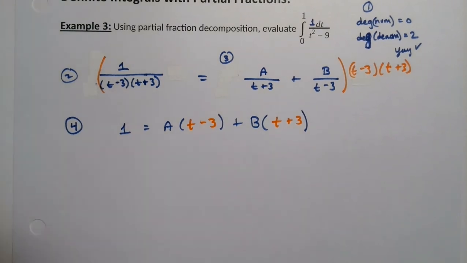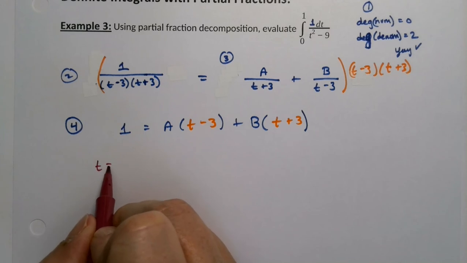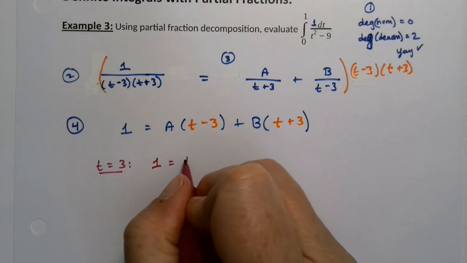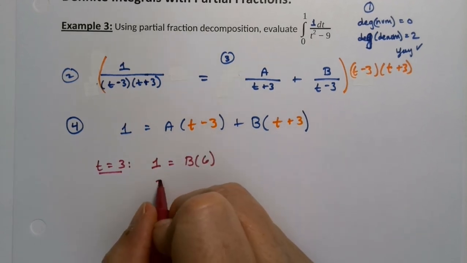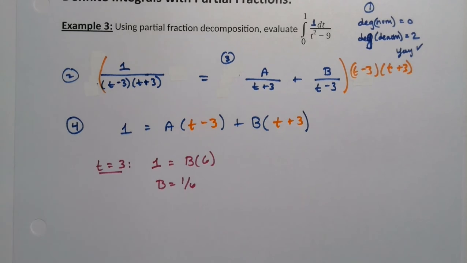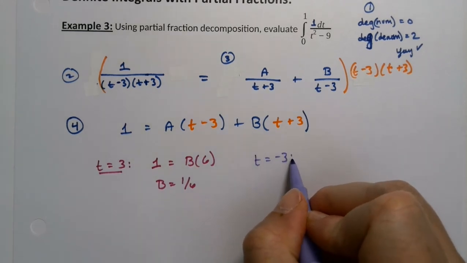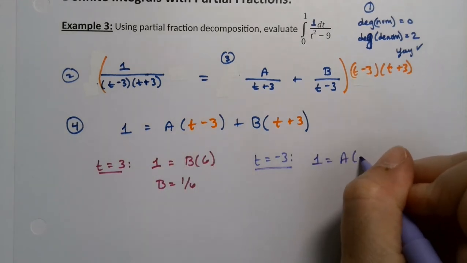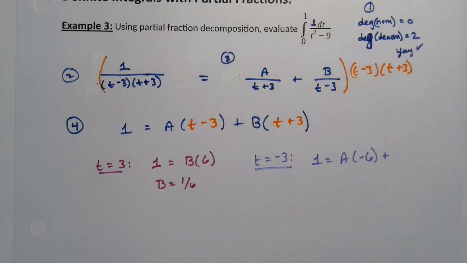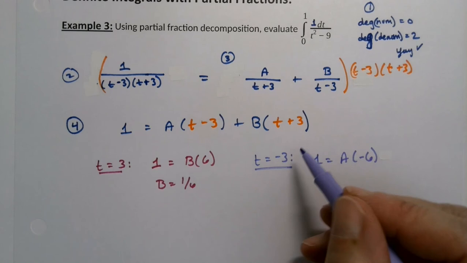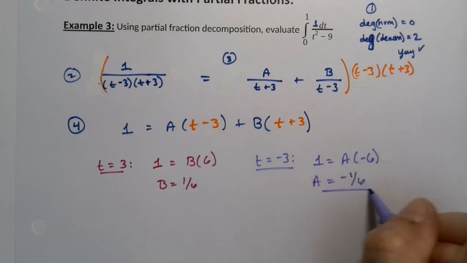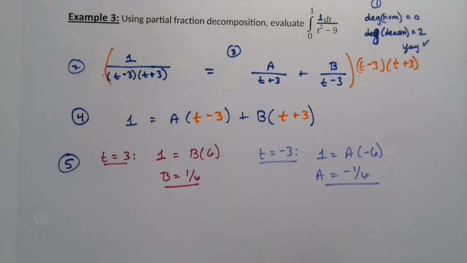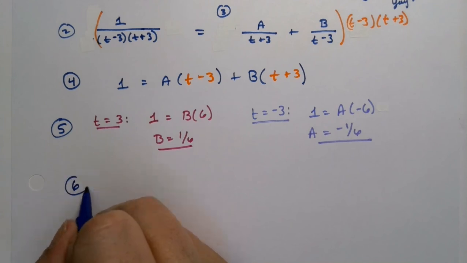Now step 5, this one rather obviously falls into the camp of let's substitute some values. So if we choose t equals 3, this will disappear. I'll be left with 1 equals B times 6. So B is 1/6. And then similarly, if I choose t equals negative 3, then this term will exist. So it'll be 1 equals A times negative 6 plus 0, because the second term will disappear. So that means that A is negative 1/6. All right, so there's step 5. I found my coefficients. Step 6, now I'll bring back the integral.